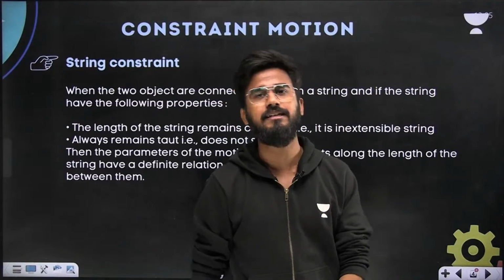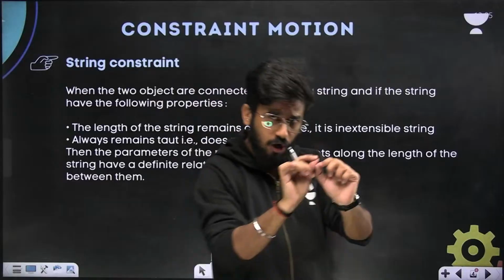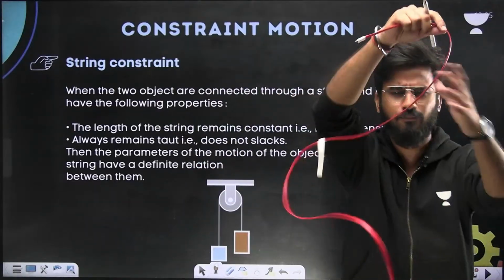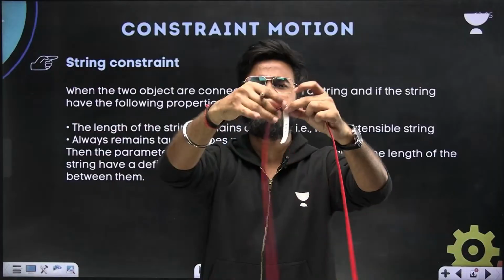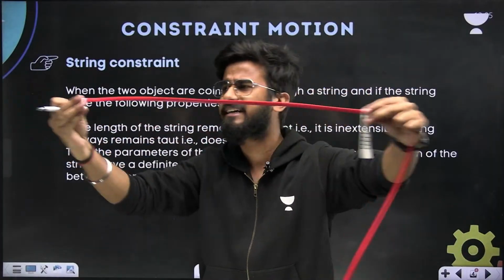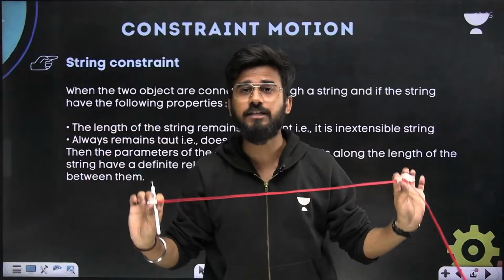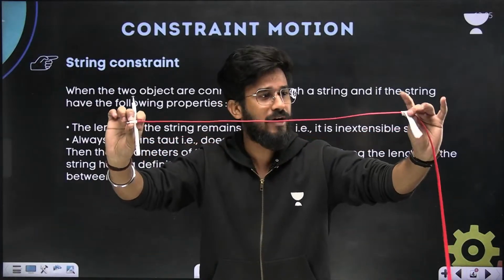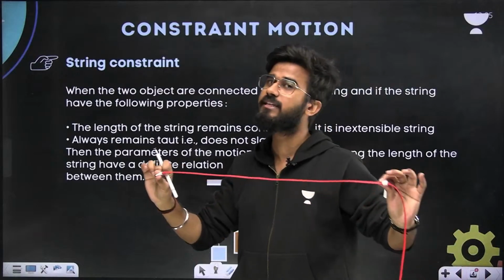This is called the string constraint: the distance between 2 points of any string. Suppose that this is a string, and these are 2 points on this particular string. Suppose this white part and this white part are 2 points on a string. So we cannot change the distance between these 2 points, A and B.